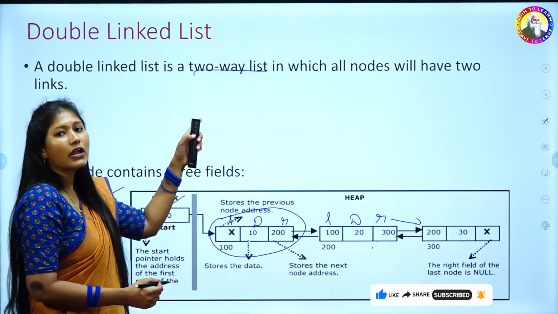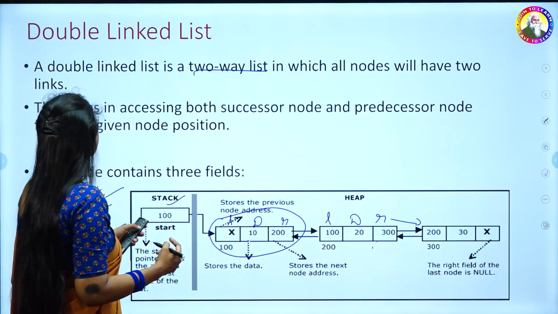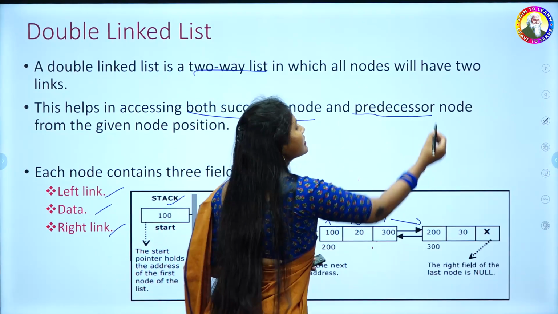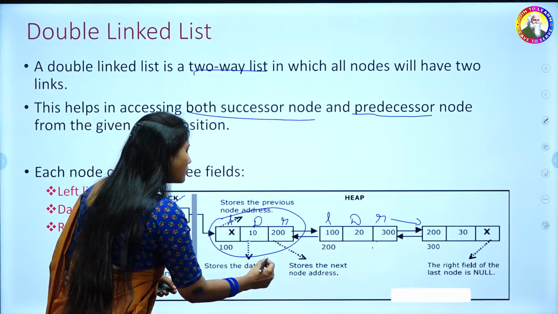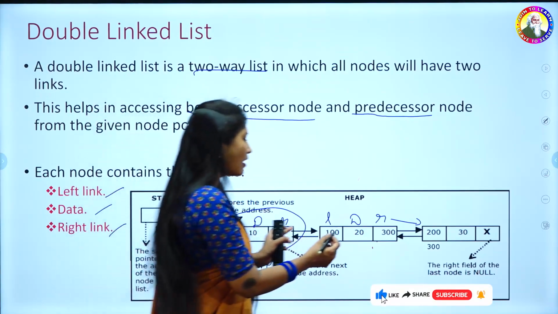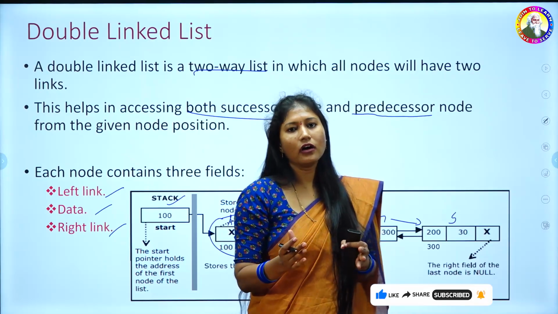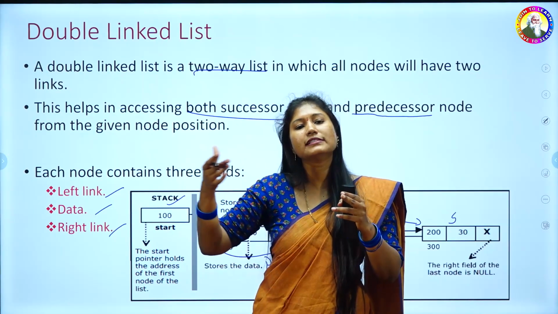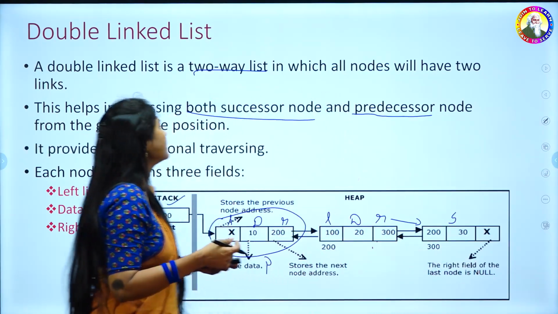That's why this is called a 2-way linked list, in which all the nodes will have 2 links. This helps in accessing both the successor node and the predecessor node. What is a successor node and what is a predecessor node? The previous one will be treated as a predecessor node and the one after this element will be treated as a successor node. So here, that particular node is going to point to both addresses. One is the predecessor address, the other one is the successor address.